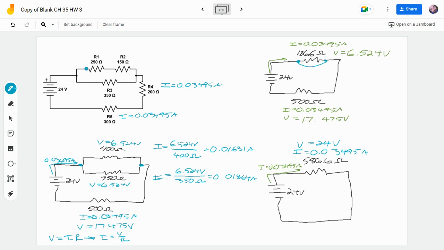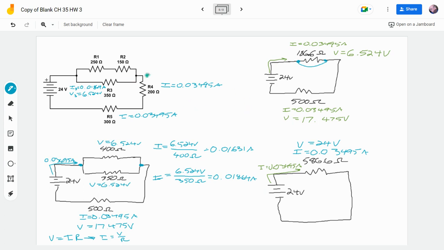Okay. And once again, I don't know what's going on up here with this top branch. Actually, let me skip that. Let me do the bottom one, because we do know the bottom one. All right. R3, this 350, we actually did figure this out on the previous one. We do know that I3 is this number, 0.01864 amps, and we'll call it V3. That voltage is 6.524 volts.